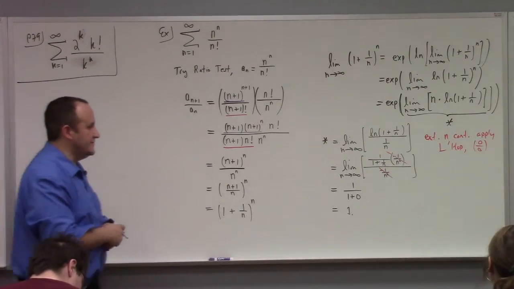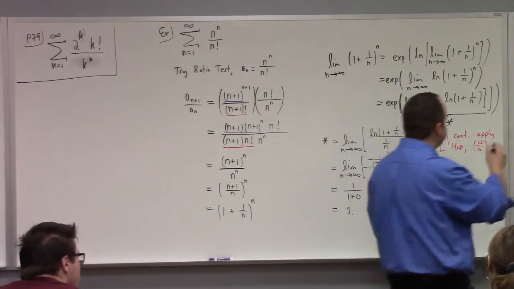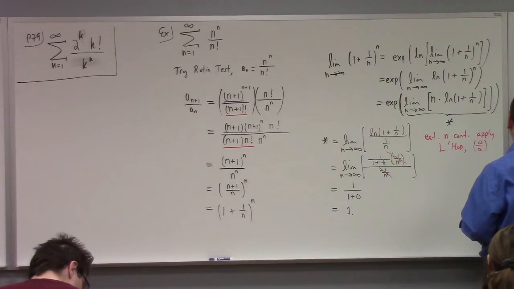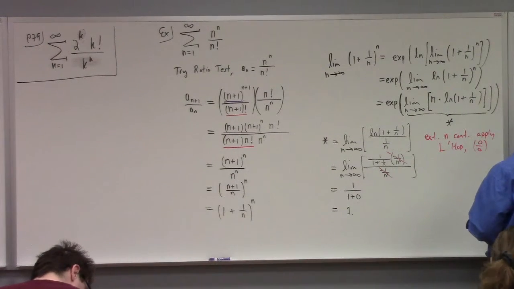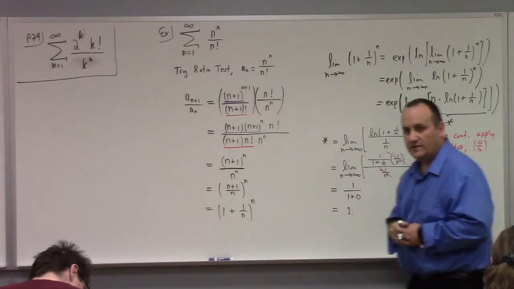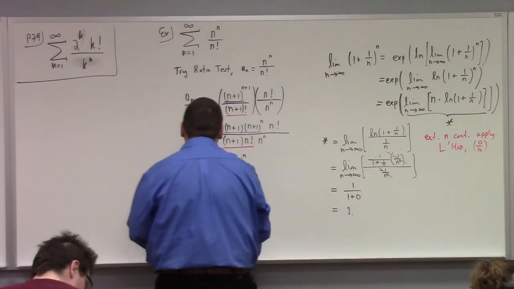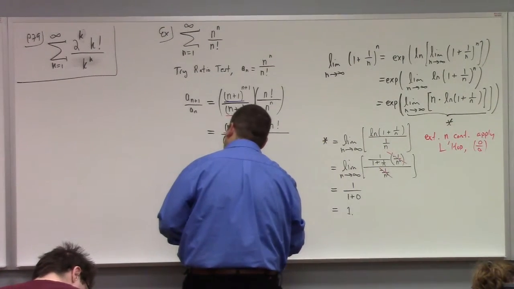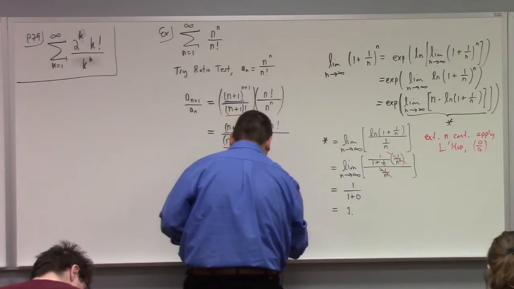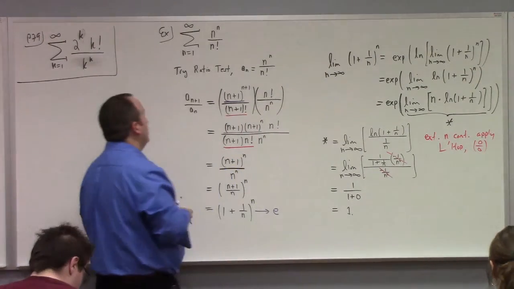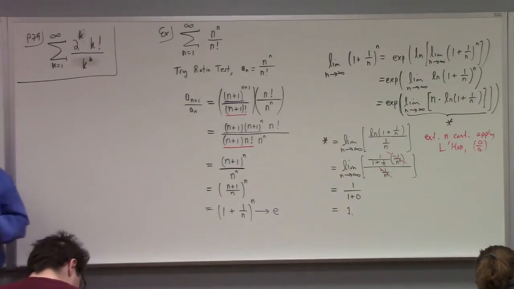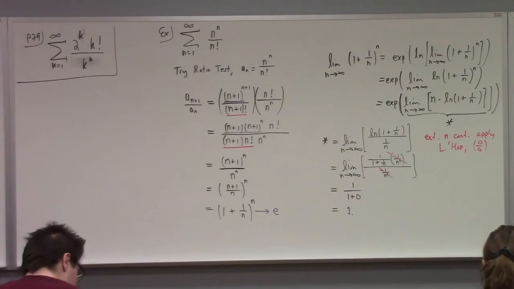So star is 1. Exponential of 1, aka e. So in fact, this a sub n plus 1 over a sub n goes to e. So what do we get to say about this series?